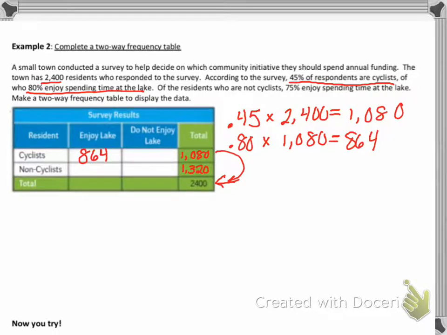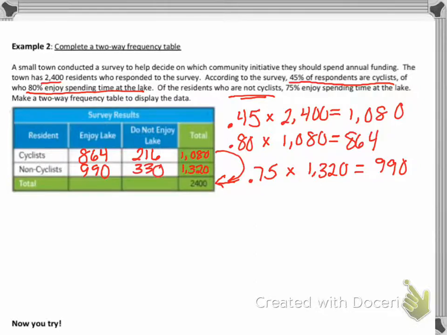So now if I know that there's 1,080 cyclists and 864 of them enjoy being at the lake, I can find the difference and figure out that 216 do not enjoy being at the lake. So again, I can't keep going, so I have to go back to my reading. So of the residents who are not cyclists, okay, so that's that number 1,320, 75% of them, so I'm going to find 75% of 1,320, and that happens to be 990. They enjoy spending time at the lake. So I'm going to put 990 under the non-cyclists who enjoy being at the lake. And again, I can find the difference between 990 and 1,320, and that gives me 330.